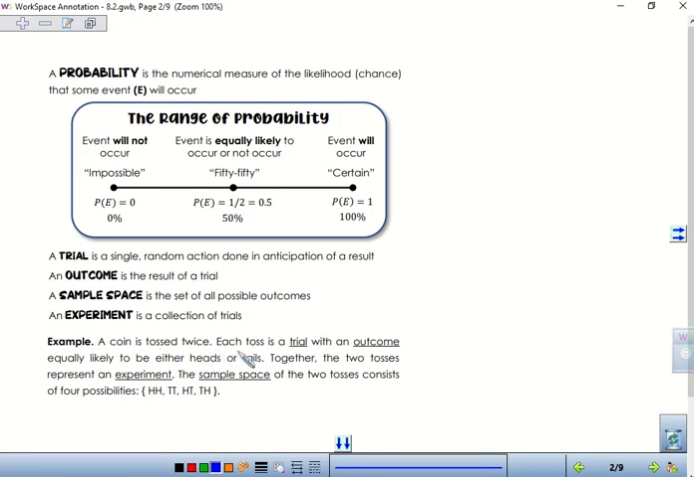So we'll look at an example. A coin is tossed twice. Each toss is a trial with an outcome equally likely of heads or tails. Together, the two coin tosses represent an experiment, and the sample space of the two coin tosses consists of 4 possibilities. So if you flip a coin twice, there's only 4 possible things that can happen. Okay? You can flip a head and then a head. You can get tails and tails, head tails, or tails heads, right? Those are the only 4 possibilities. So that's what we call the sample space. And then as you keep flipping the coin, you're going to have a larger and larger sample space, right? Because more possibilities can happen.